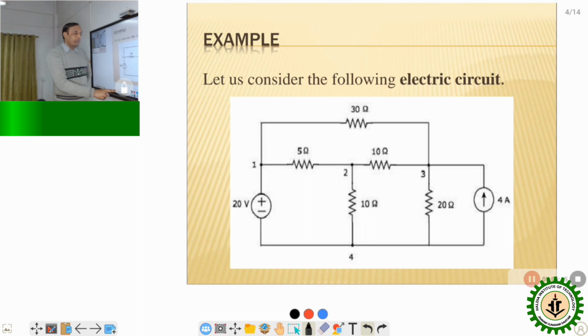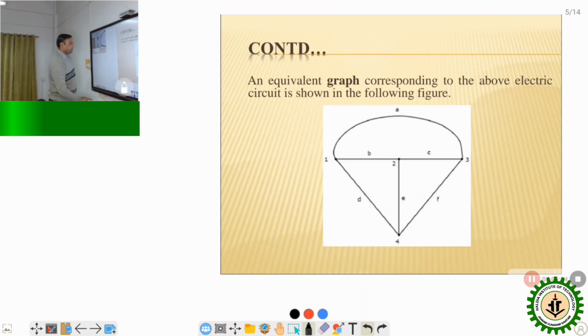So node 4 is the common portion. Whenever we convert it to a graph, all of D, E, F will be connected to node 4 in this way, and we can get a graph from the above circuit. Now in that particular graph, how many nodes are there? Node 1, node 2, node 3 and node 4.